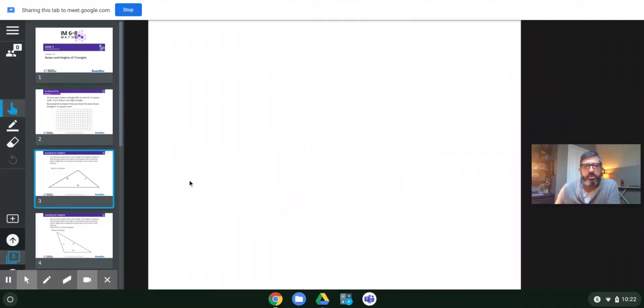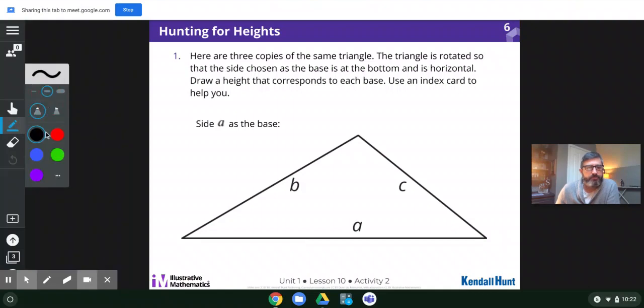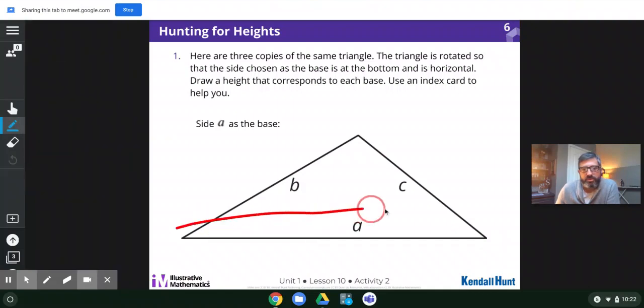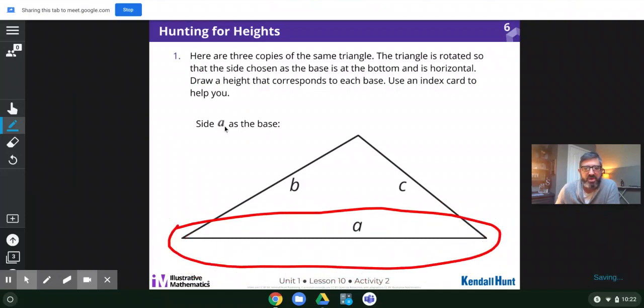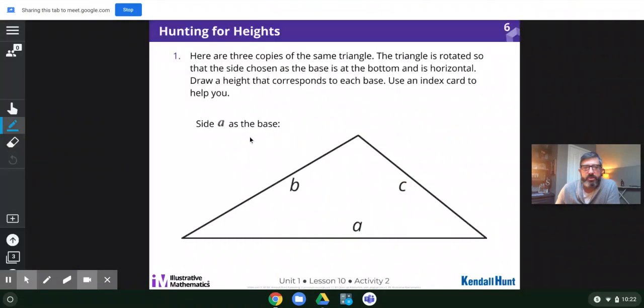Now I'm going to show you 3 copies of the same triangle. Each of the copies of this triangle is the exact same triangle. It's been rotated, so the side that we're choosing as the base is at the bottom, or horizontal. So the side would be here. Our base in this case is going to be the side A. So we're going to draw a height of our triangle that corresponds to that base.